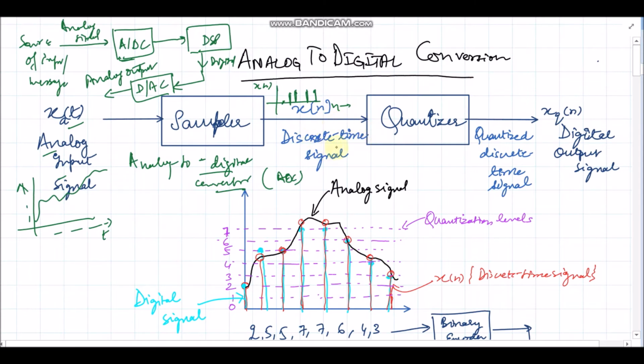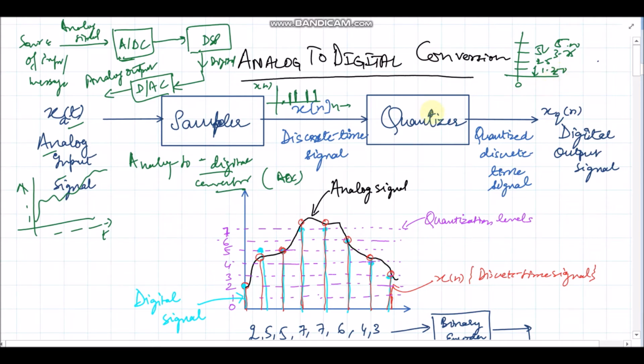Then this discrete time signal is fed into a quantizer. What the quantizer does is it maps the continuous amplitude into a discrete set of amplitudes. Let's say the amplitude ranges from 0 to 5 volt. We can divide the 0 to 5 volt into 4 intervals. Let's say one interval is of 1.25 volt. So 0 volt, 1.25 volt, 2.5 volt, 3.75 volt and 5 volt. So we have divided this 5 volt interval into 4 parts.